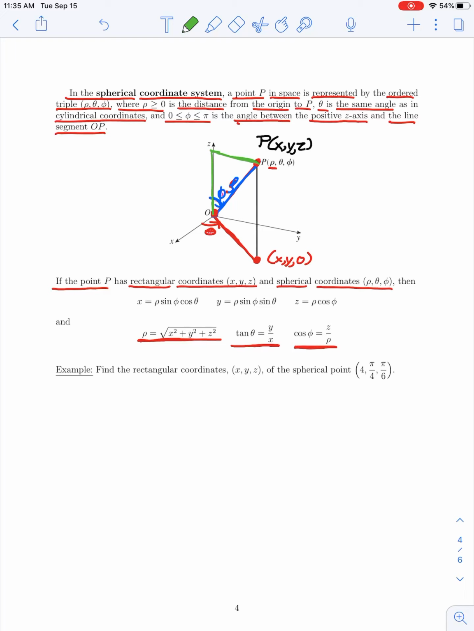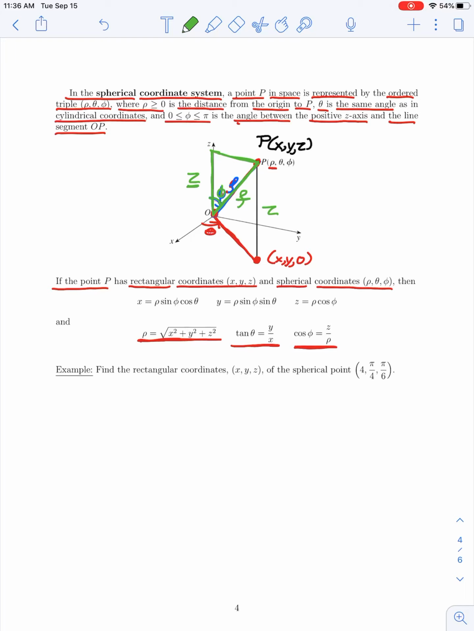So z would be the vertical distance I traveled along the z direction. The hypotenuse of my triangle is the distance from the origin to P, which is what we've been calling rho. And then phi is this angle measure right here. So if we take cosine of that angle, it would be defined as the ratio of the lengths of the adjacent side, which was z, over the hypotenuse of that triangle, which was rho. So we get this conversion formula.